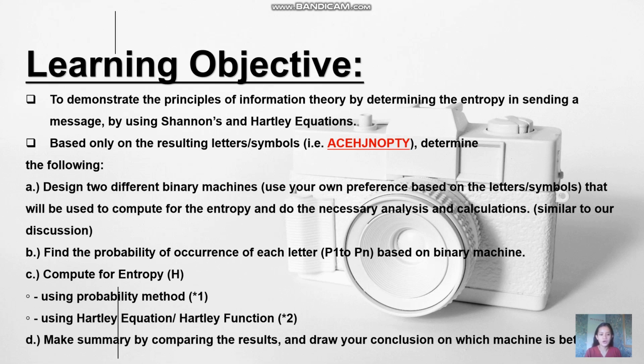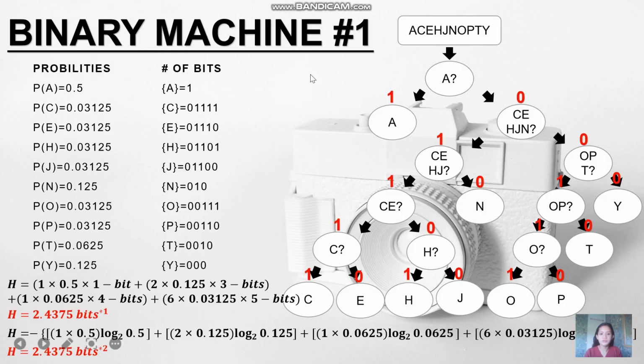And based only on the resulting letters of my name, which is ACEHJNOPTY, we need to determine the two different binary machines and find the probability of the occurrence of each letter based on the binary machine. And then I'm going to compute for entropy using the probability method and then using the Hartley equation or Hartley function. And the last one, we need to make a summary by comparing the results and draw a conclusion on which machine is better.